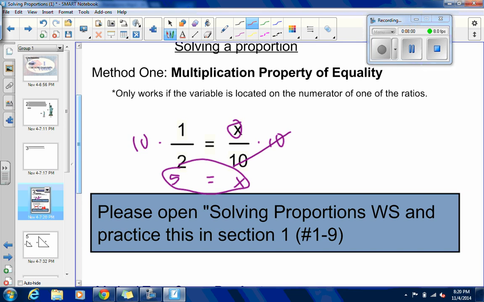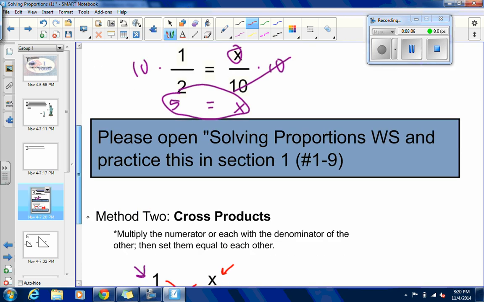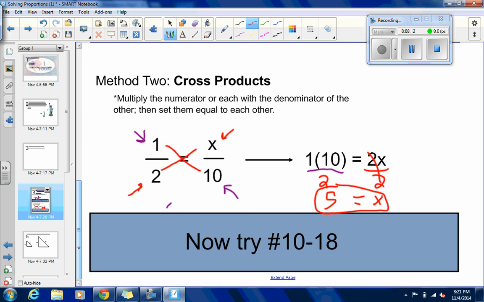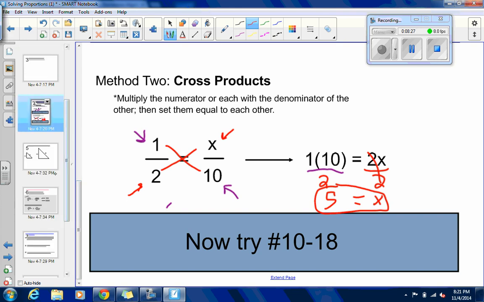Except the first method, the multiplication property of equality, only works when you have a variable on the top of one of the ratios. Whereas the cross products, or the cross multiplication rule, will work for any type of proportion. All right, so if you want to try that, you can work on numbers 10 through 18 as a little extra practice. If not, we're going to go on. I'm going to do a couple more different examples that we can walk through.